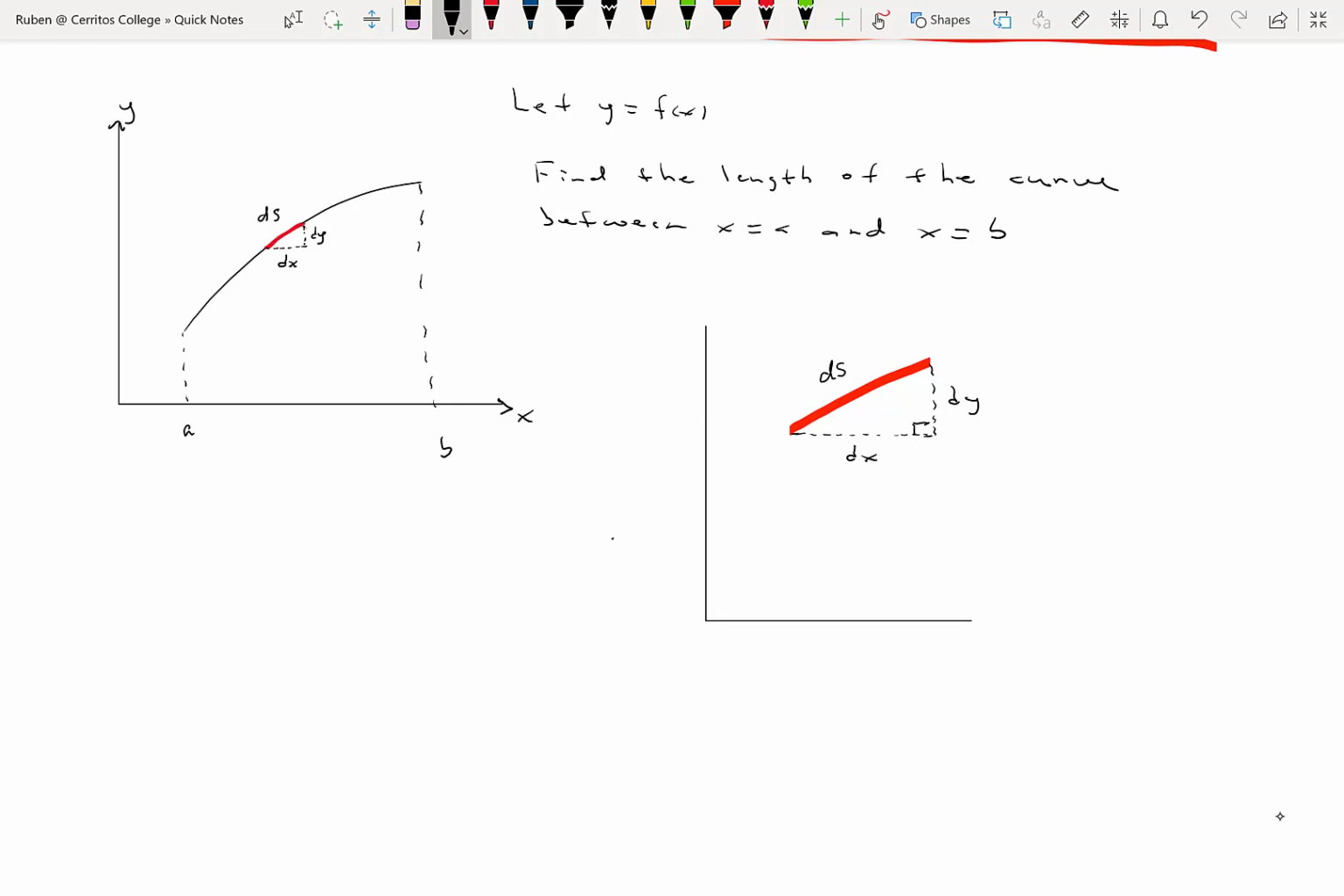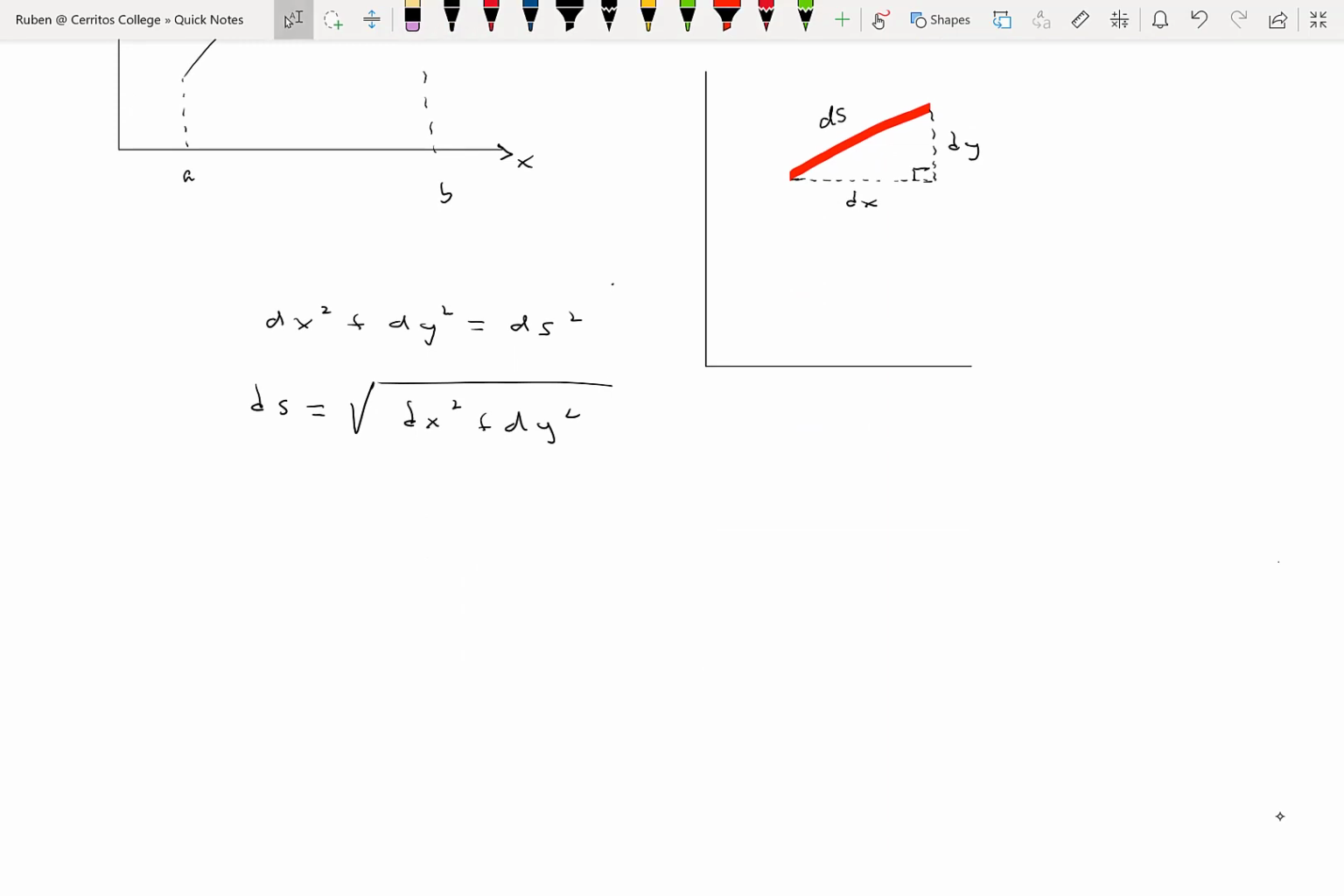Then we get a relationship between dx, dy, and ds by geometry, by the Pythagorean theorem. So let's write a relationship between these three quantities: dx squared plus dy squared equals ds squared. I want to solve for ds, so ds equals the square root of dx squared plus dy squared.